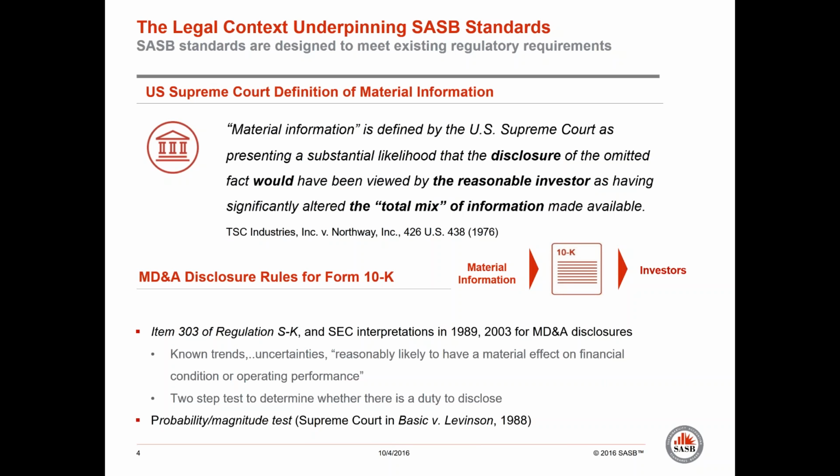So first I want to start with the basic premise behind SASB, which is to focus on material information that companies should report on sustainability issues to meet their existing regulatory requirements. So for us, we take the U.S. Supreme Court definition of material information as that which would present a substantial likelihood that the disclosure of the fact would alter what a reasonable investor would view of an organization given the total mix of information available.